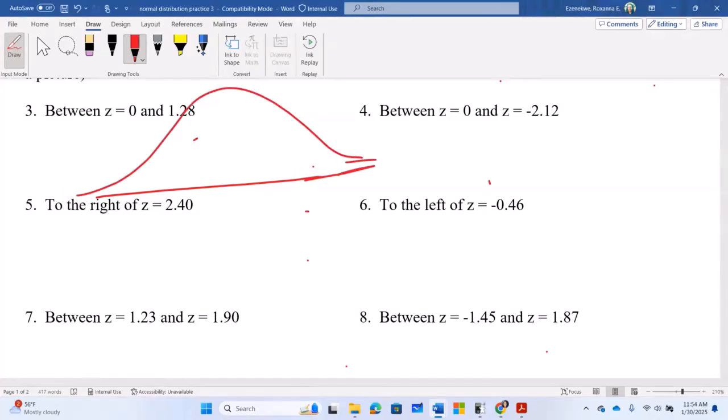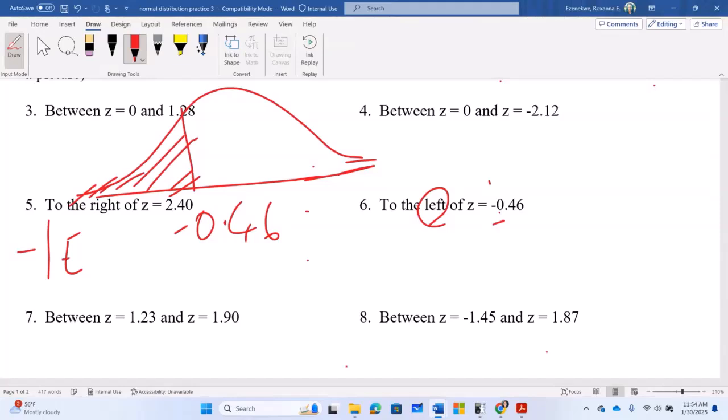I'm told to find the area to the left. Careful. Area to the left means from this number to the left. So this number is negative, therefore it's on the left-hand side of the normal curve. That's 0.46. And I'm told to find the area to the left. I don't know where the left stops, so it is negative infinity, negative 1 E to the power 99.